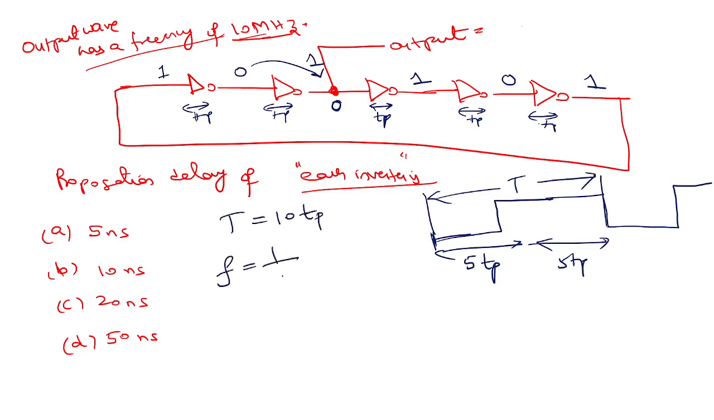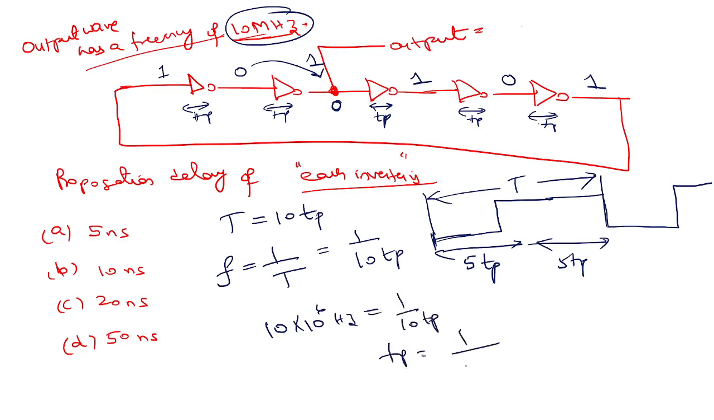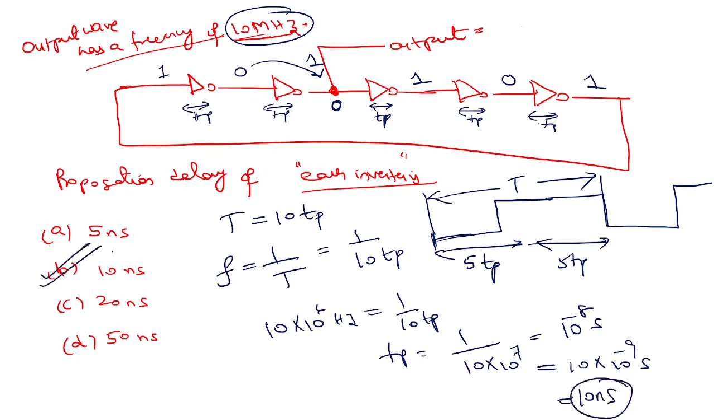What is frequency? We know 1 by T, right? So 1 by 10 times TP is what is given as 10 megahertz, right? 10 into 10 power 6 hertz. That is 1 over 10 TP. What is TP? 1 by 10 into 10 power 7. This is nothing but 10 power minus 8 seconds. Okay, right? I can write 10 into 10 power minus 9 seconds, 10 nanoseconds, right? Option B is the right answer. Is this clear, guys?